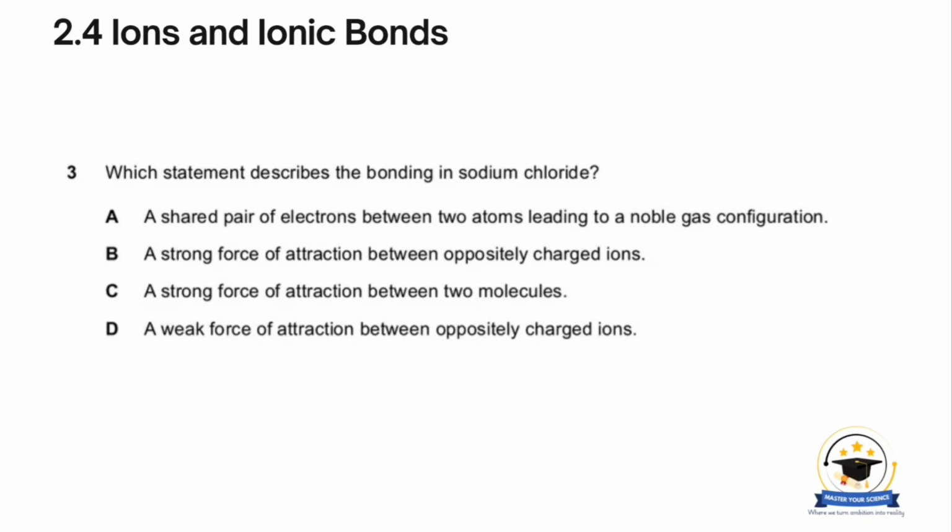So going back to our question, it says, which statement describes the bonding in sodium chloride? The first answer says a shared pair of electrons. So in ionic bonding, we don't have sharing of electrons. So that makes this first statement incorrect. Then B says a strong force of attraction between oppositely charged ions. This is correct, as we have just discussed. Na+ and Cl- will attract each other, and this will be a strong electrostatic attraction. So this would be correct.